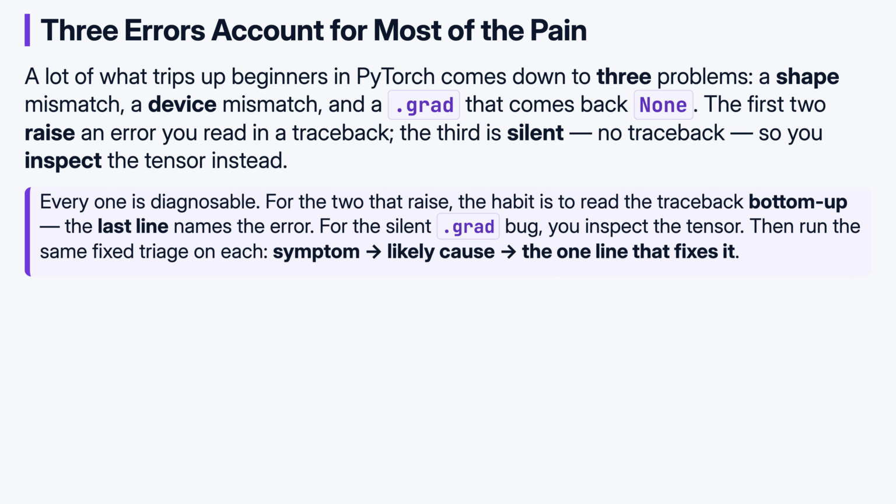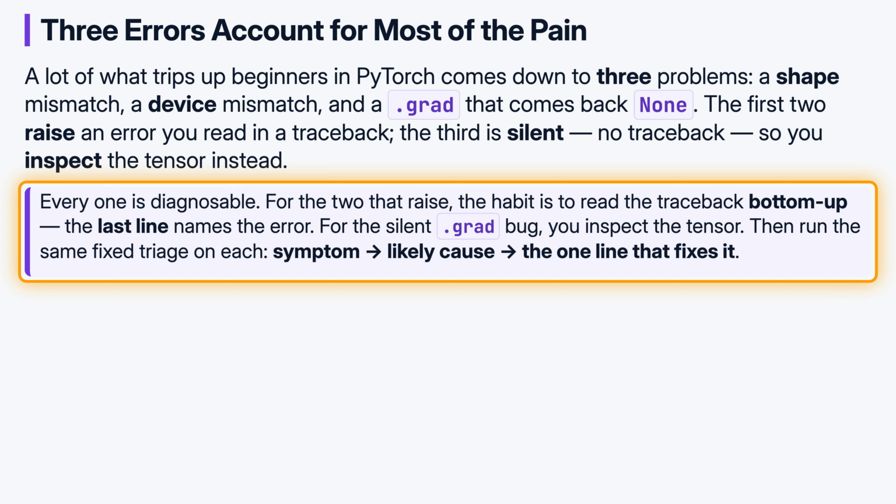A lot of what trips up beginners comes down to three errors: a shape mismatch, a device mismatch, and a grad that comes back None. The first two raise an error you read in a traceback. The third is silent. No traceback. You inspect the tensor instead.